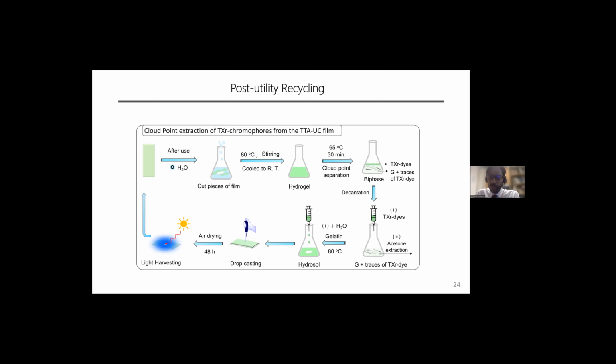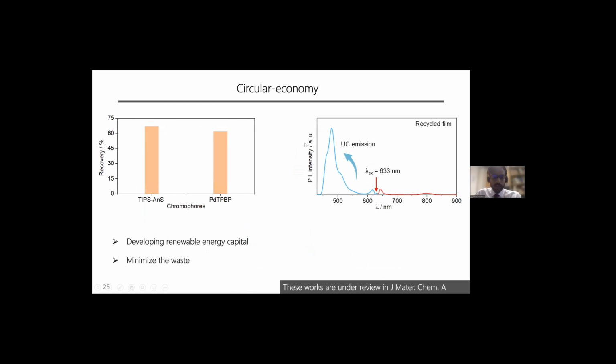But more importantly, we can decant or take out the toxic Triton X-100 liquid and also the chromophore, and we can reuse them by using fresh gelatin. In this way, we can recycle this process and we can avoid their leaching into the environment. So using the principle of circular economy, we could recover up to 67% of the annihilator and 66% of the sensitizer molecule. And when we reused them for the refabrication into the bioplastic films, this film showed very nice photon upconversion emission.